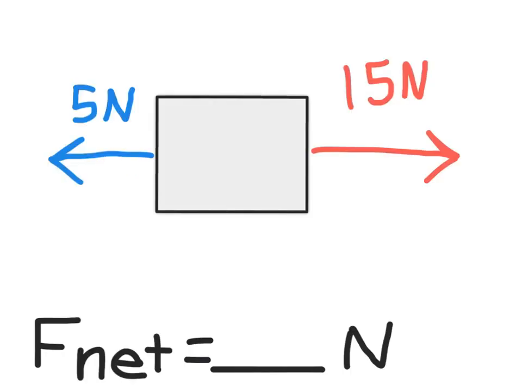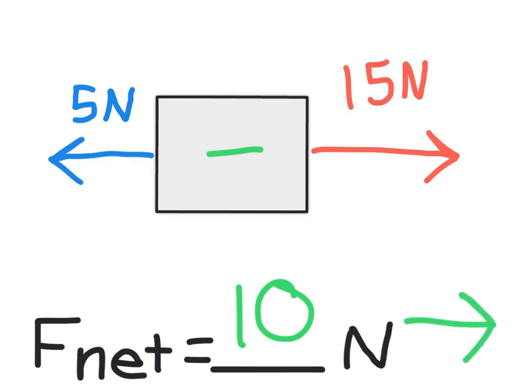Now let's review the calculating net force practice problems. These were not for a grade, but they are good practice. This first one has 2 forces acting on an object. The first in blue is going to the left with 5 newtons of force. The second is in red and it's going to the right with 15 newtons of force. Because the 2 forces are acting in opposite directions, we're going to be subtracting them. So 15 newtons minus 5 newtons means our answer is 10 newtons, and it's going to be moving towards the right in the direction of the larger force.